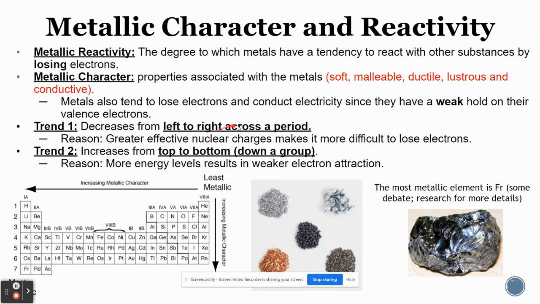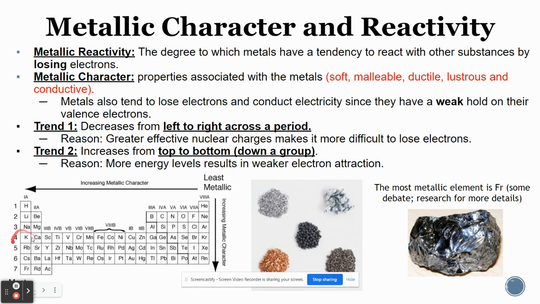Well, for the left to right trend, becoming more metallic towards the left side, that's because you're less metallic on the right side because you have a greater effective nuclear charge. So, for example, fluorine has a greater effective nuclear charge, and as a result, it's going to hold on to its valence electrons, and it's not likely to lose electrons. And to be metallic in terms of metallic reactivity or character, you need to have a weak hold of your electrons. So, too far to the right, and your hold on electrons is too strong to be metallic.